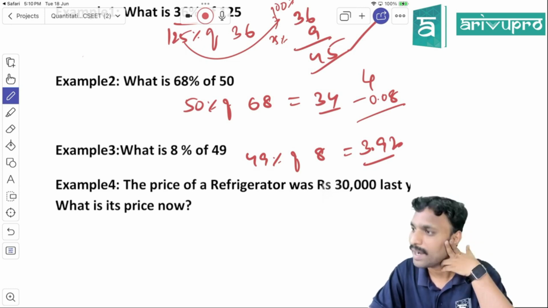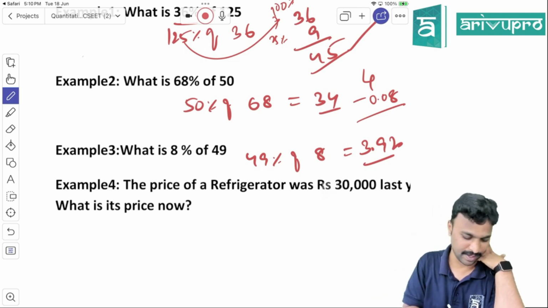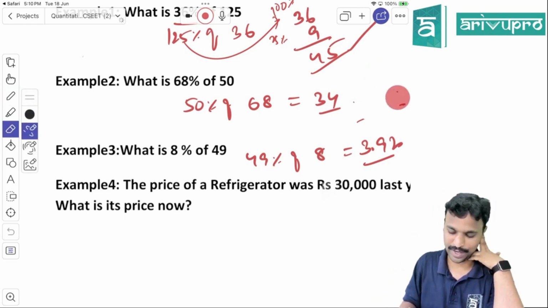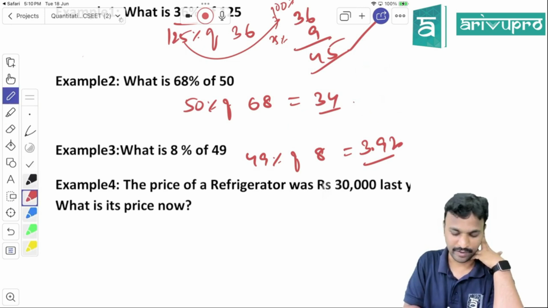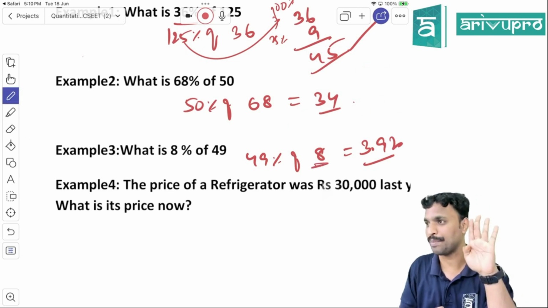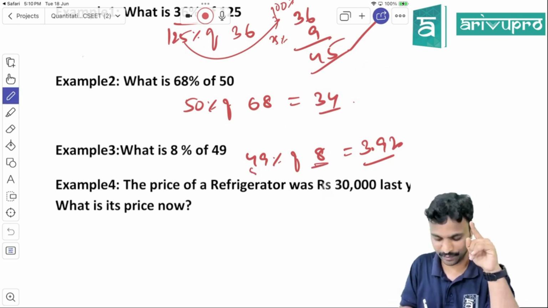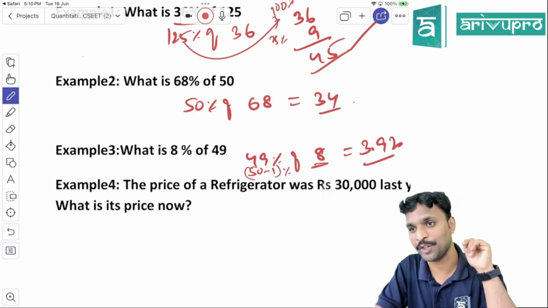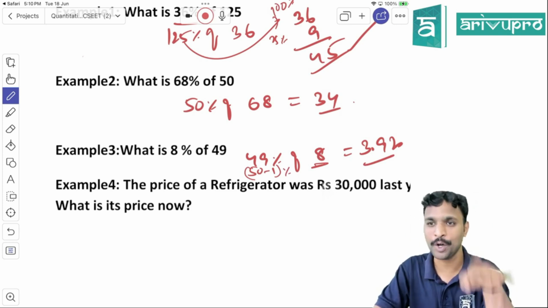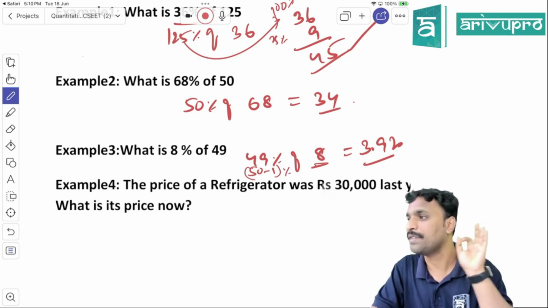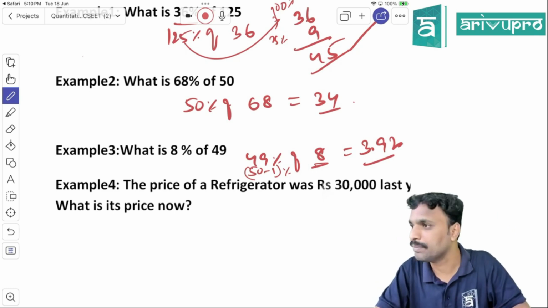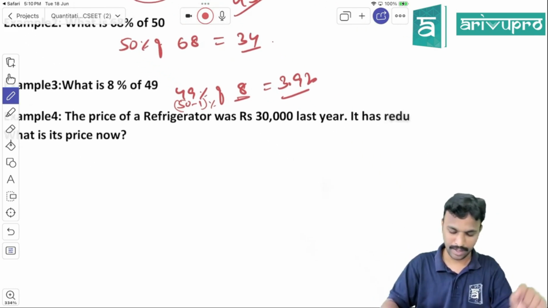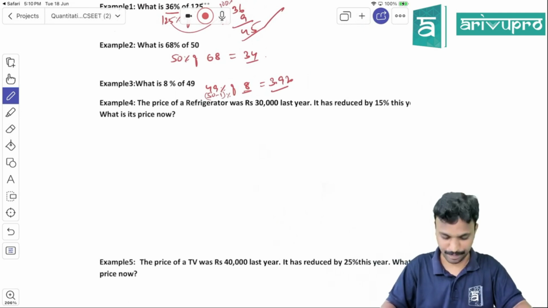Understood? Everyone, why did I subtract 0.08 from 4? Because 50% of 8 is 4. But it is not 50%, it is 50 minus 1. So 50% minus 1% we have to do. 50% is 4, 1% is 0.08. Answer is 3.92. Now, next question.